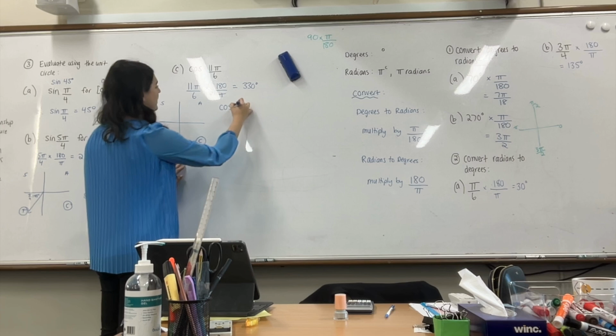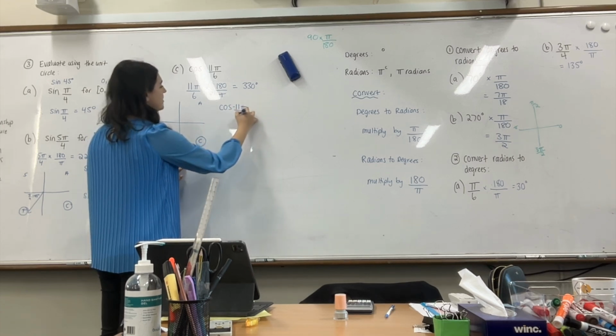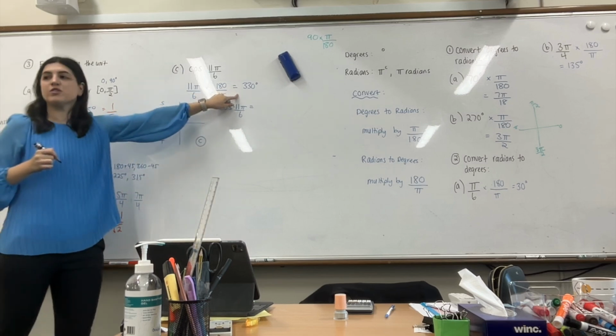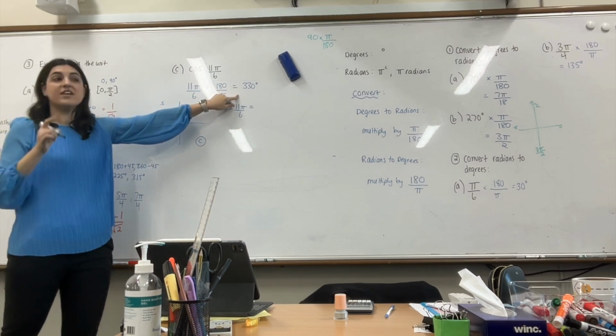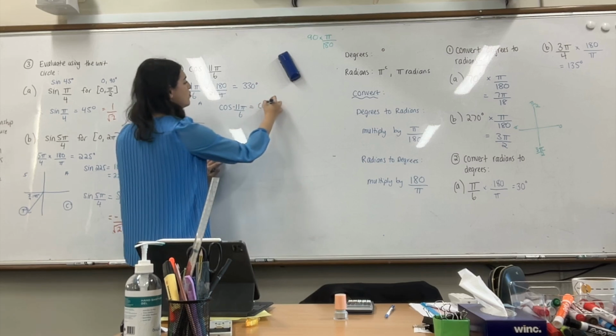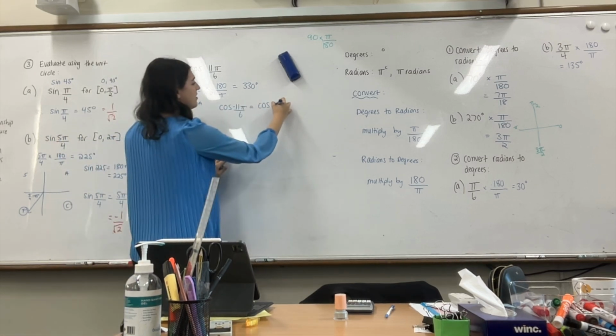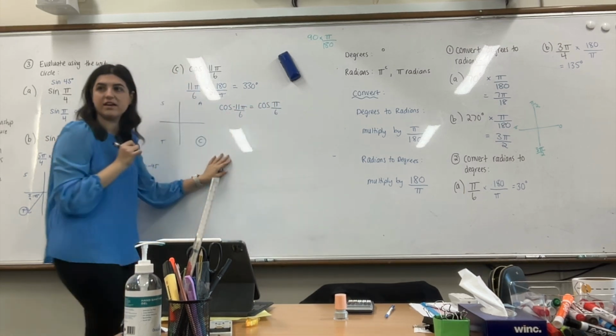So cos, what have we got? 11 pi over 6. Now we know it's positive. Can I ask, what's the reference angle? 30. Good. So it is equal to cos. What's 30 degrees in radians? Pi over 6. Are we okay with that?